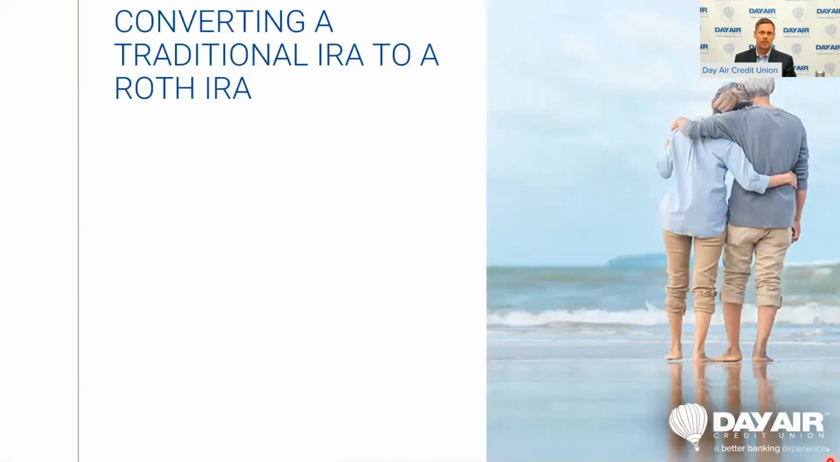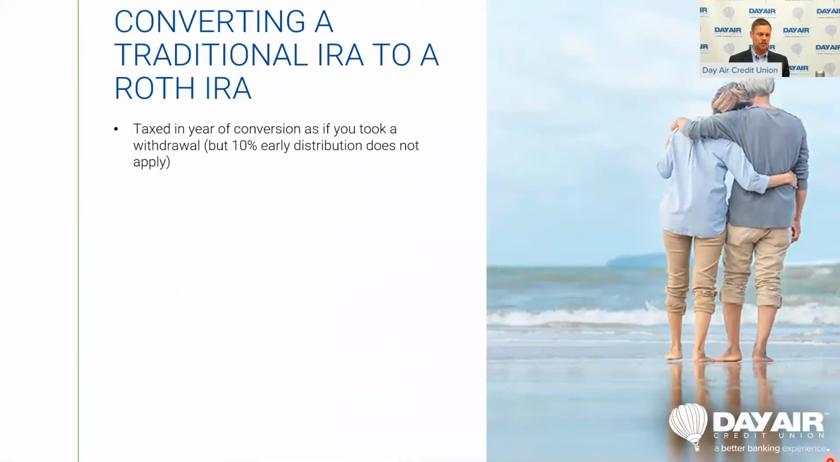Now, converting a traditional IRA to a Roth IRA, this is absolutely something you can do, and there's different strategies to do it. So the question is, well, how is it taxed? It's taxed as ordinary income. So if your tax rate is 22% federal, then you will be taxed at 22%. It's that simple. However, there is no 10% early distribution penalty.